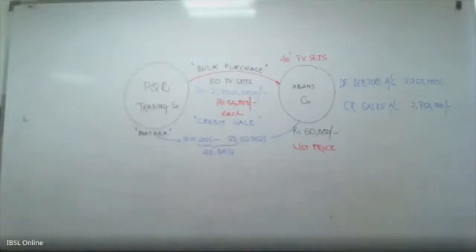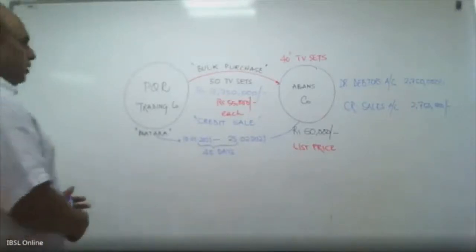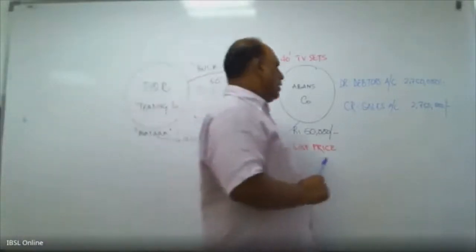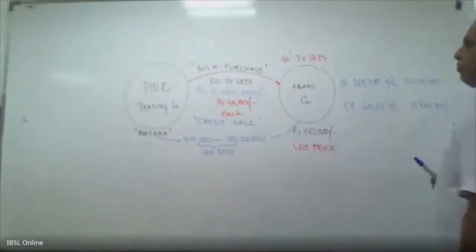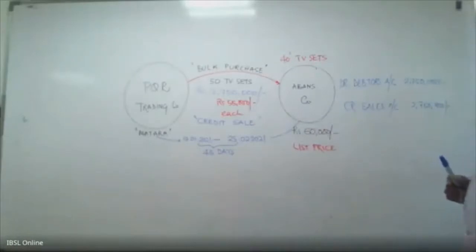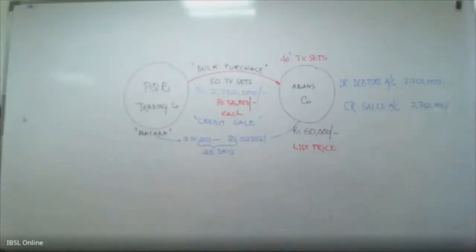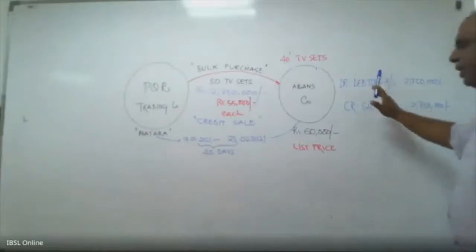So now what happens? The sale is done. Goods will be delivered to PQR Trading. As a result, Abans Company has to record this sale now. This sale is a credit sale. So initially, where will it go? If I go back to the books of primary entry, it has to go to the sales day book. So I'm assuming that from the sales day book, it is coming to the ledger now.